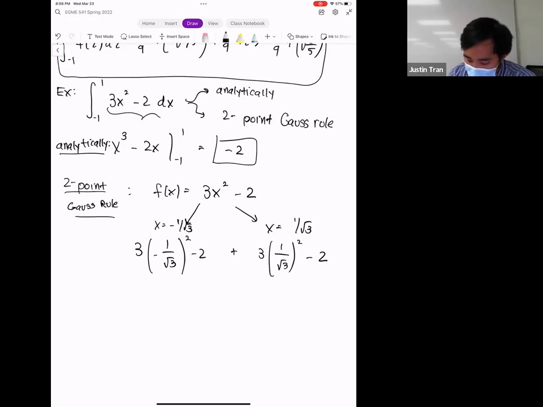And so we have 3 times -1 over root 3 squared, which is just 1 over 3. And so we have a 1 minus 2. Okay. And this is going to be a plus. 1 over root 3 squared is 1 over 3. And so we have a 1 minus 2. Okay. We have a 1 minus 2 plus 1 minus 2 is equal to -2. Right.